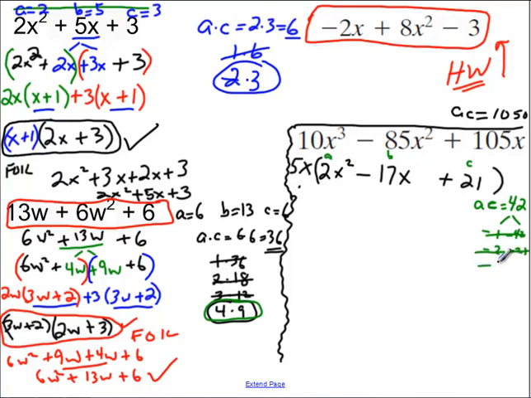Negative 3 and negative 14. How about that one? Negative 3 times negative 14 is positive 42, and negative 3 plus negative 14 is negative 17. So we can rewrite that negative 17x in terms of this one here. So there's our factor pair. That's our magic number that will allow us to split this up.